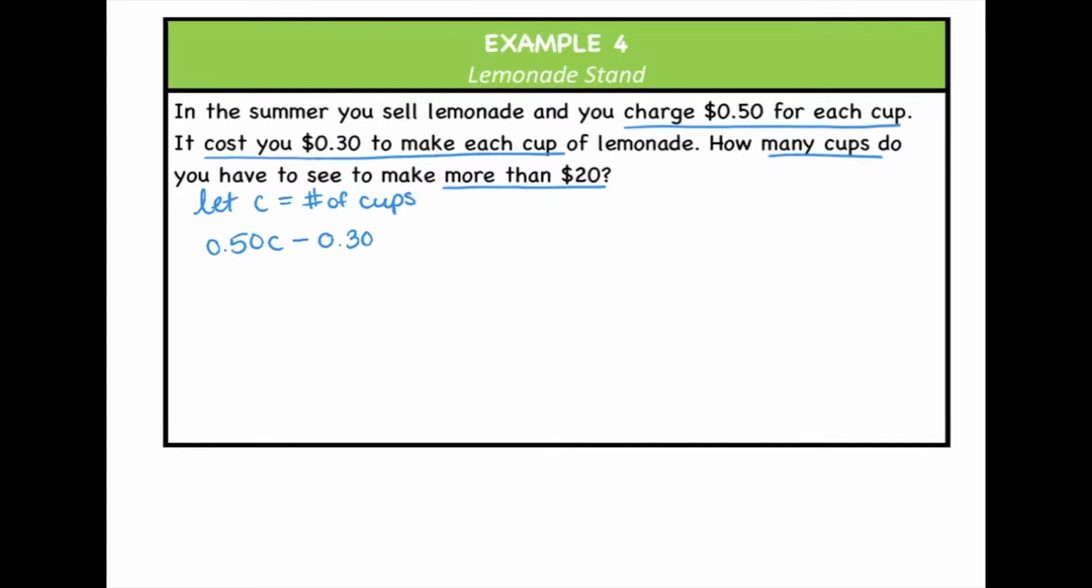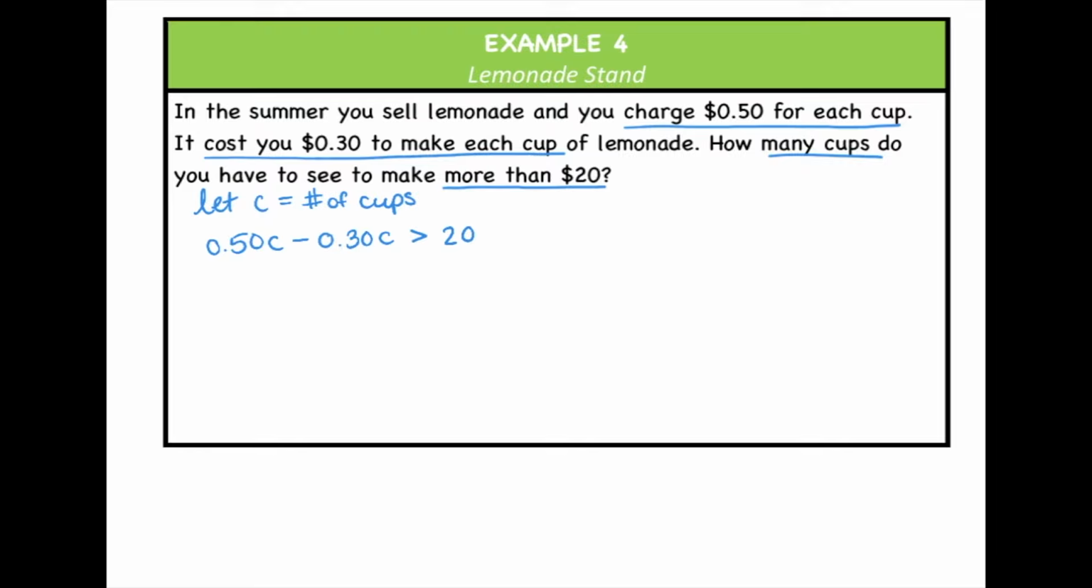So that's why I'm going to subtract 0.30 times C, because that's the money you spent making each cup of lemonade, and you have to take that away from what you charge for selling each cup of lemonade, because the difference there is going to be your profit from each cup. We want to know when that's going to be more than, so when is it going to be greater than 20?